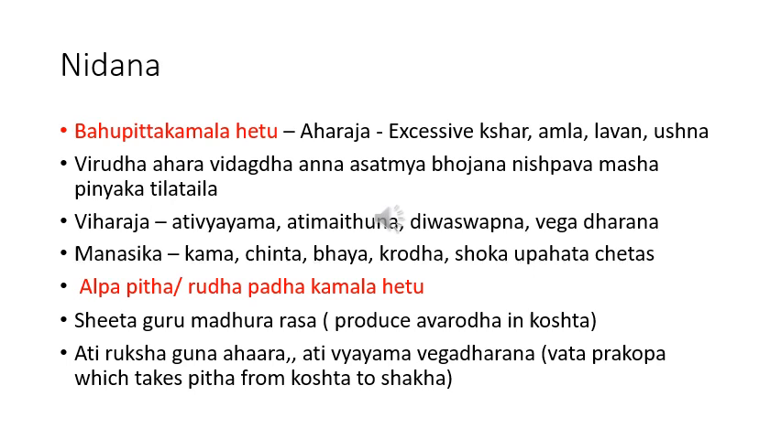And Charaka has mentioned specifically Shita, Guru, Madhura Rasa Ahara: Shita Guna, Guru Guna, and Madhura Rasa Ahara. Usually these produce that type of Avarodha in the Koshta, such that the Pitta cannot come back to the Koshta from the Shakha. Also, Ati Ruksha Guna Ahara, Ati Vyayama, and Vegadharana, all these vitiate the Vata Dosha, and Vata Prakopa occurs, which takes Pitta from Koshta to Shakha. And it cannot come back as there is Avarodha in the Koshta.